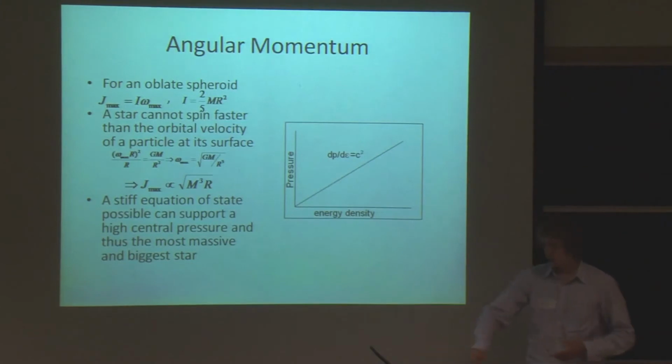Now, if this slope is too steep, dp d rho is the speed of sound, and the speed of sound cannot exceed the speed of light. So we have an upper bound on how stiff an equation of state could possibly be, and that will give us the most general upper limit we can find.